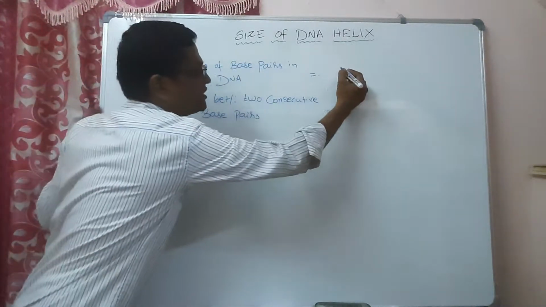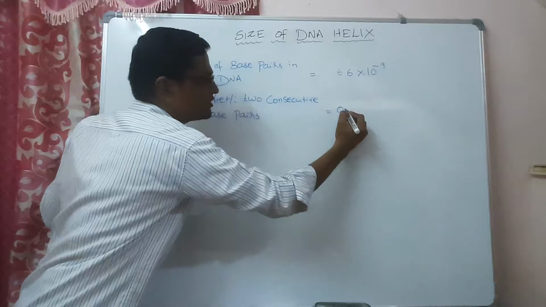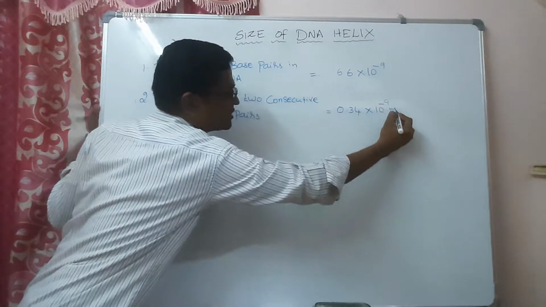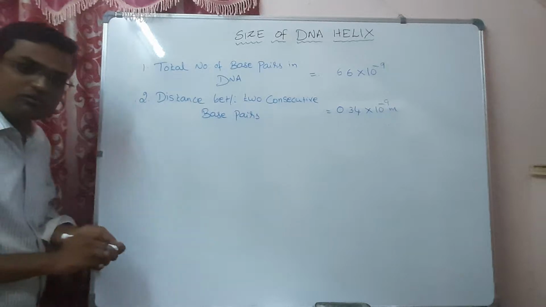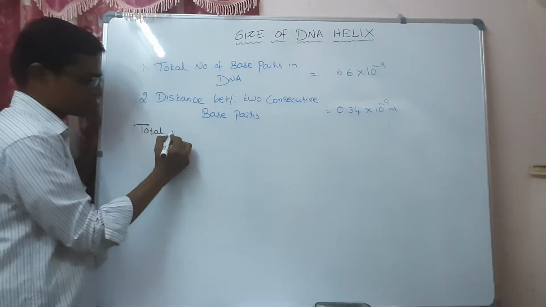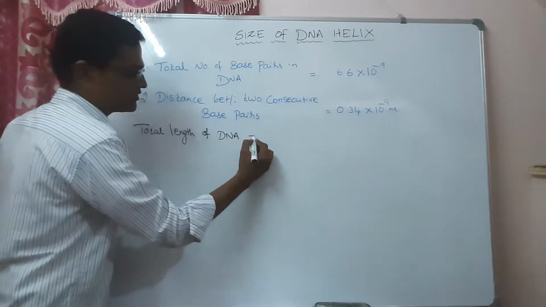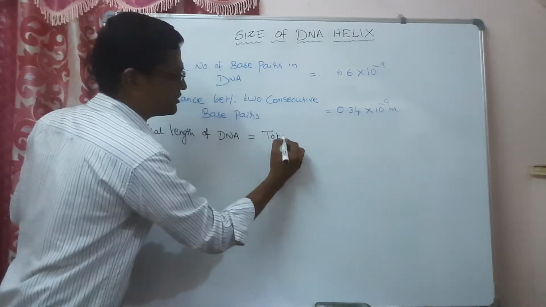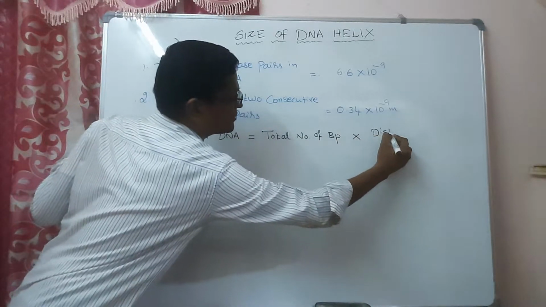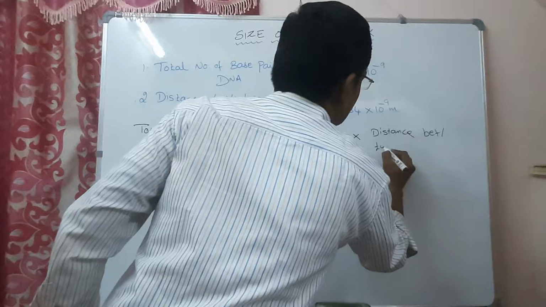The total number of base pairs in DNA is 6.6 into 10 to the power of 9. Here, what is the distance between two consecutive base pairs? 0.34 into 10 to the power of minus 9 meter. So now, how to calculate the total length of DNA? The total length of DNA is equal to the total number of base pairs into the distance between two base pairs.